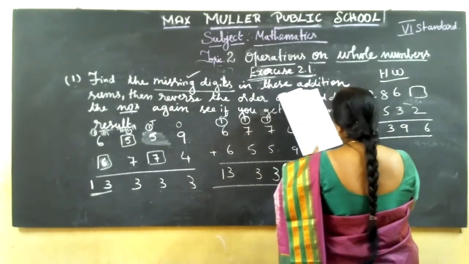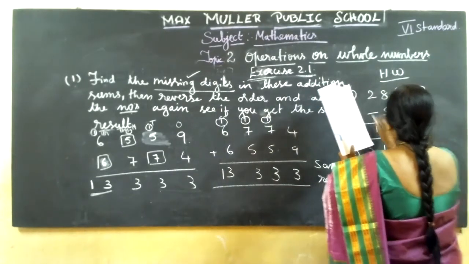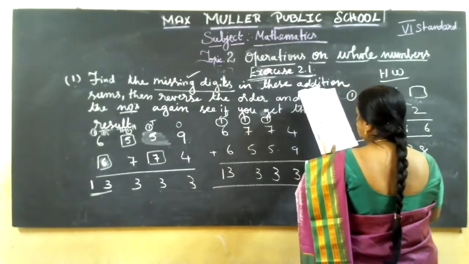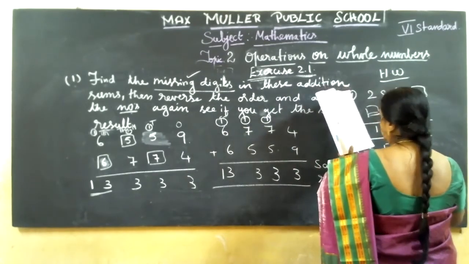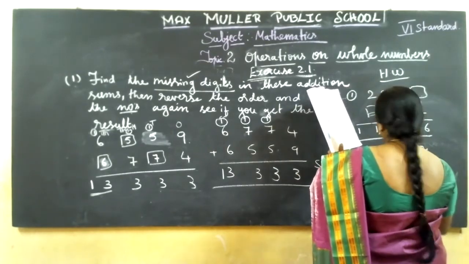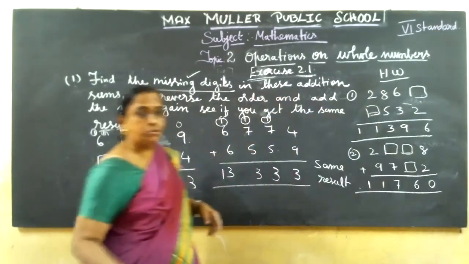Second sum is 2 dash dash 8, plus 9, 7, dash, 2, 0, 6, 7, 1, 1. Okay, this is the homework question. You should do it yourself.